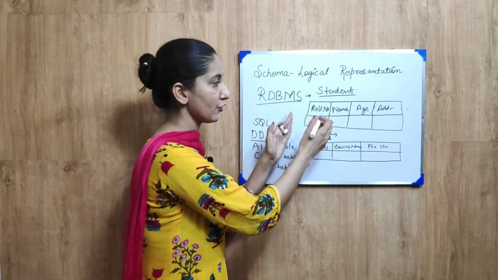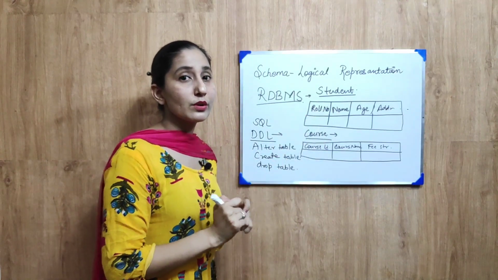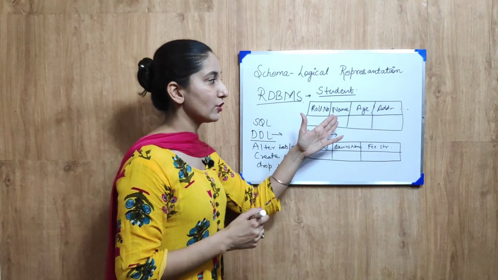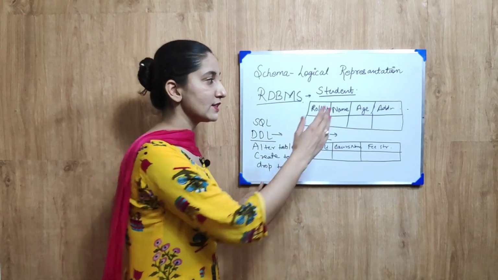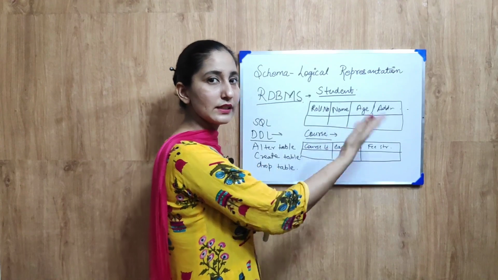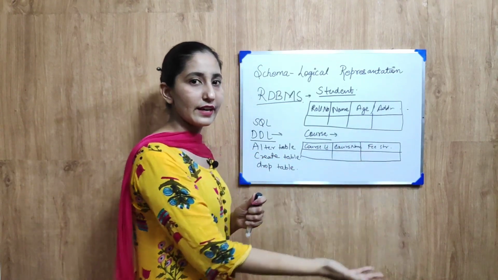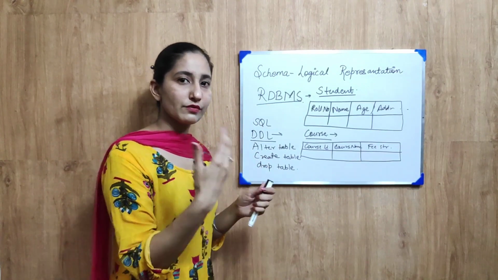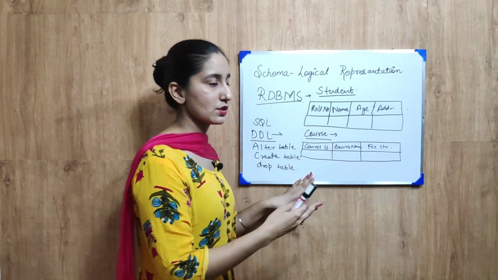How can we use these commands? For the roll number, what could it be? Roll number could be an integer. Name could be a varchar or a character. The same goes with age, which can be an integer again. And address can also be a varchar or char. Where we use varchar and why we use char, we'll also see in our coming videos.